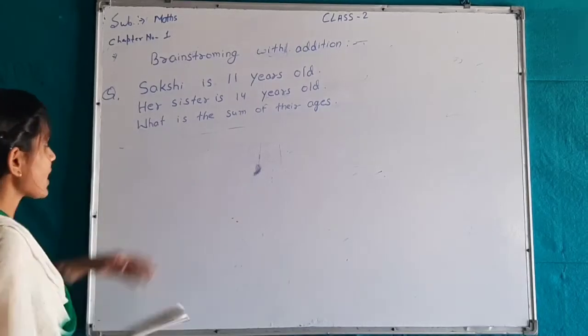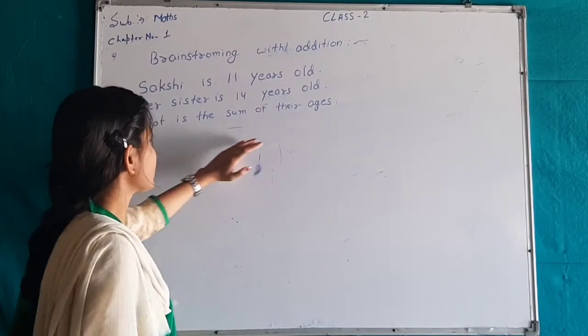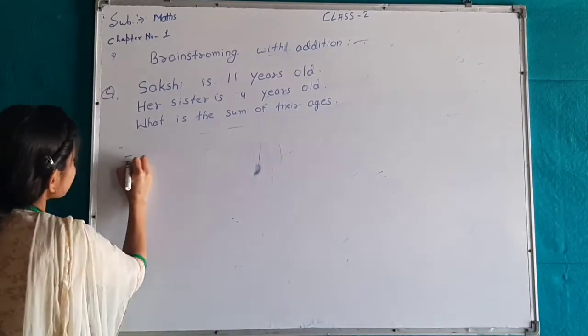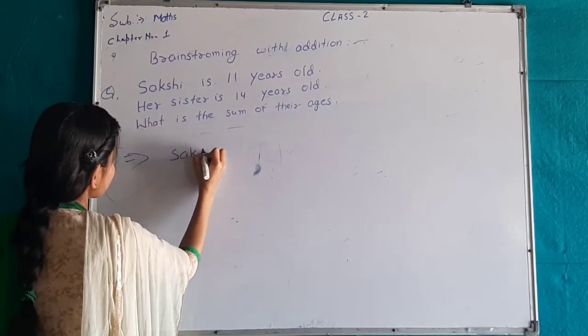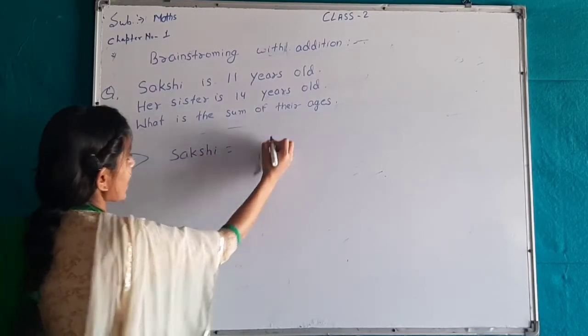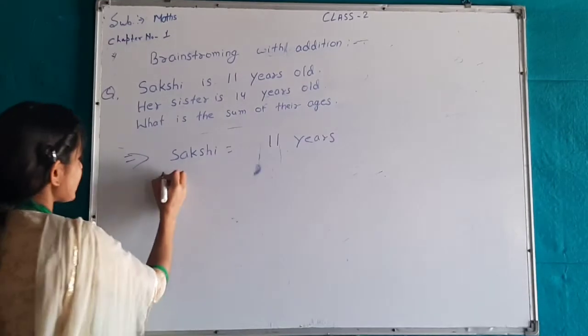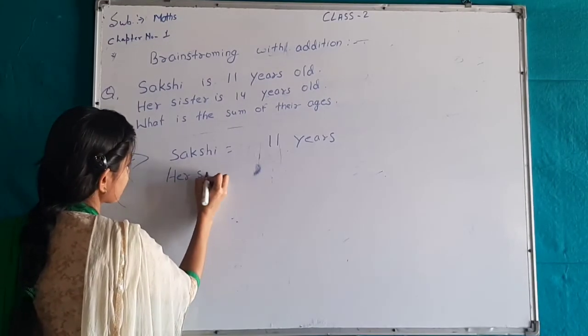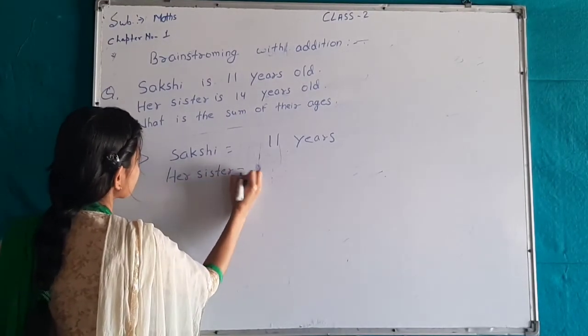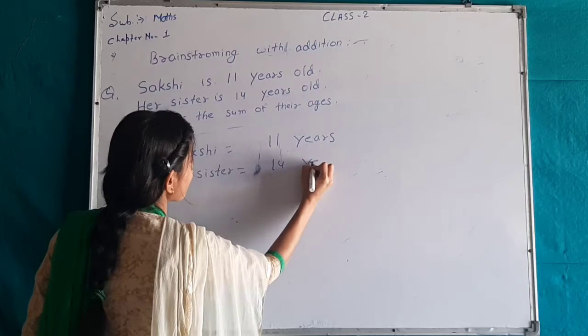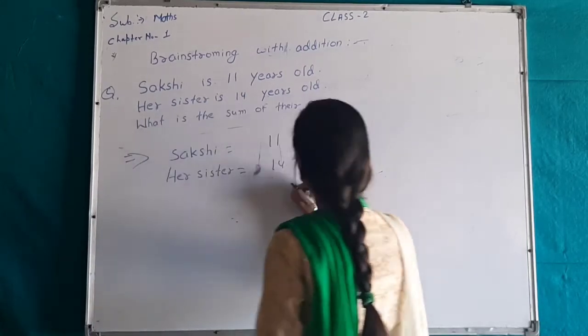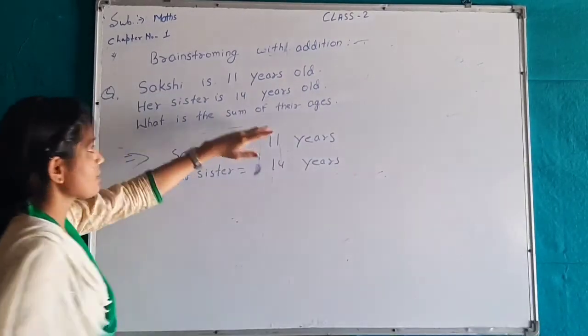Here is the question. Sakshi is 11 years old and her sister is 14 years old. Sakshi is equal to 11 years old and her sister is equal to 14 years old. My question is, what is the sum of their ages?